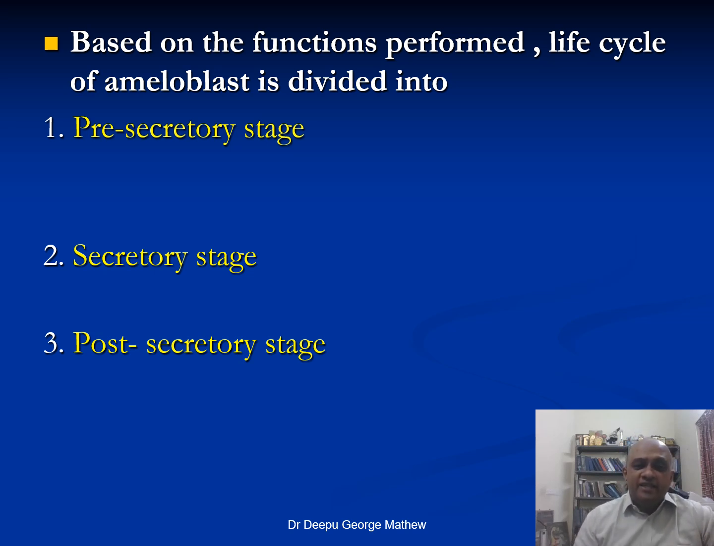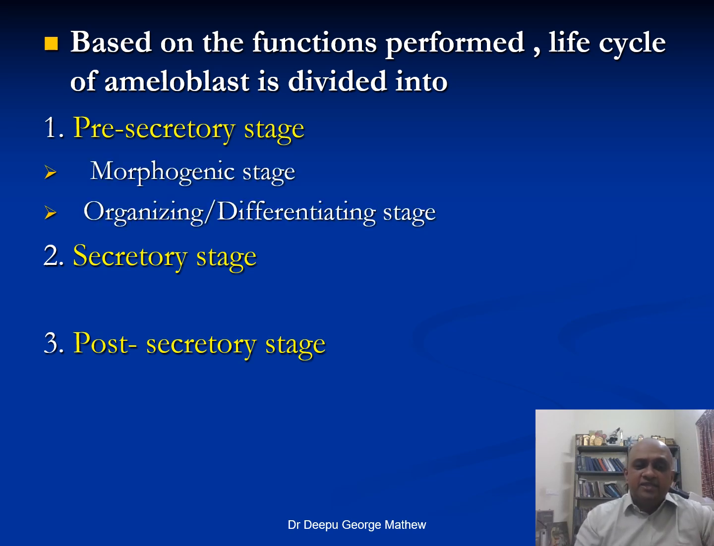One is pre-secretory stage, secretory stage, and post-secretory stage. In the pre-secretory stage, you have the morphogenic stage, that is for the inner enamel epithelial cells, in the early bell stage, where the blueprint for the future morphology of the teeth is being determined, as we had mentioned earlier. And then you have the organizing and the differentiating stage, where it undergoes reciprocal induction, and the inner enamel epithelial cells are transformed into ameloblasts.